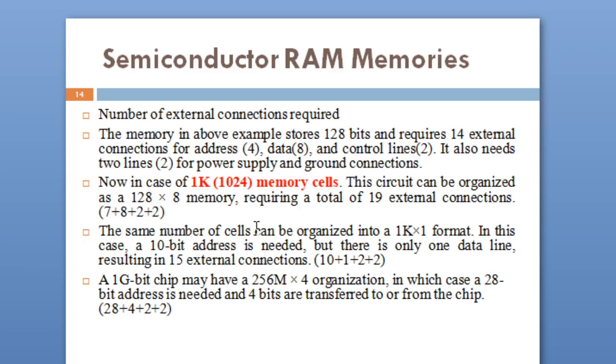The same number of cells can be organized into a 1K into 1 format. There we require a 10 bit address, 1 bit for the data line, 2 for control lines, and 2 for power supply. Then another organization, a 1G bit chip, may have a 256M into 4 organization, in which case a 28 bit address is needed and 4 bits are transferred to or from the chip. So 28 for address, 4 for data lines, 2 for control lines, and 2 for power supply.